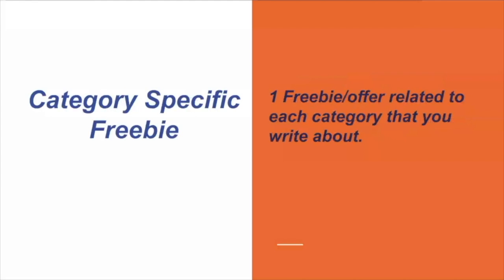Category-specific freebies is one freebie or offer related to each category that you write about. So if you have a WordPress website or any website, and let's say you have 4 categories that you write about all the time, you would be able to create a specific freebie geared towards each category and then have that freebie appear only in the content related to that category.